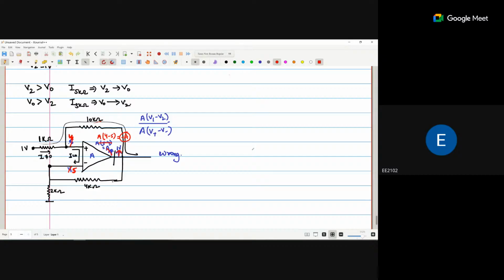Now I solve this using the previous method we applied. If it is a positive feedback, we can't solve using the virtual ground concept. There are different mechanisms to solve the positive feedback operational amplifier. We will discuss that in lecture 4, week 4. But before that, we always consider that the operational amplifier is in a negative feedback.